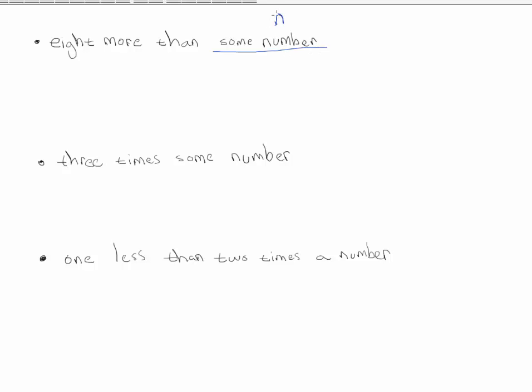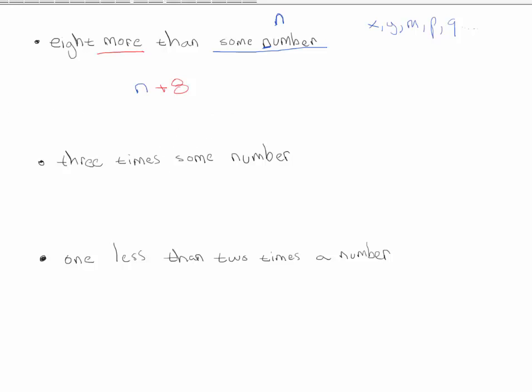I'm using n because n and number. Other unknowns that you'll see used are x, y, m, p, q, all sorts of unknowns you can use. It kind of depends on the context. Since it's some number and number starts with n, I'm going to use the letter n. I want 8 more than some number. So I've got some number n, and I want it to be more than, but how much more? 8 more. So that's n plus 8.